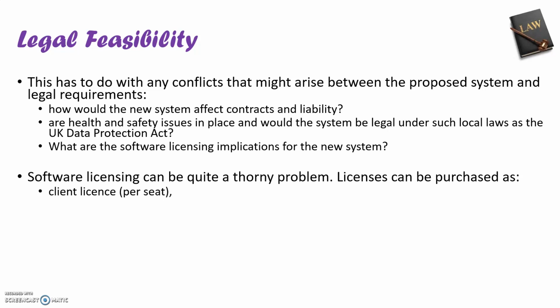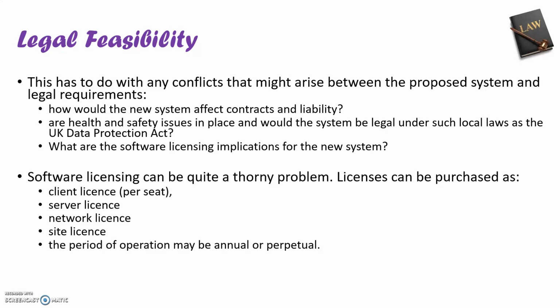So you can get a client license, which means per computer. You can get a server license, so every computer connected to the server can get a program. You can get a network license, so that can include more than one server. You can get a site license, and remember, a site can go over a number of different buildings. And then you could get a period of operation license. So for example, you could pay like a yearly contract. And examples of that we use every single day.